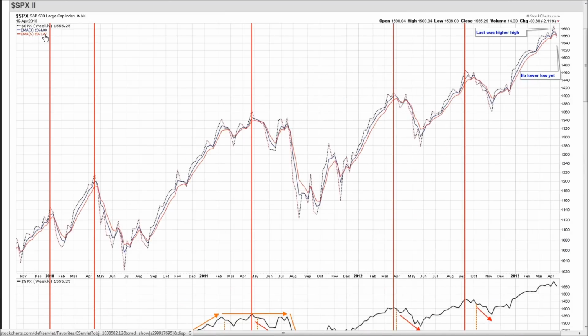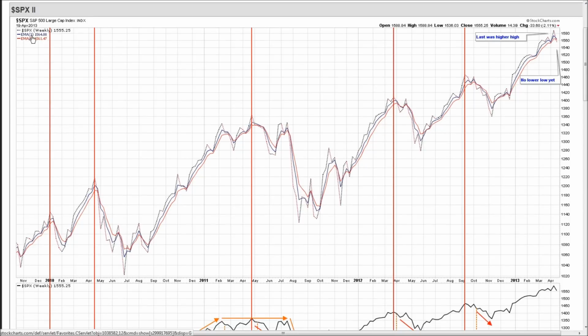On this weekly chart of the S&P 500 index and the two charts that follow, these red vertical lines represent where the S&P 500 peaked. So this is a peak, this is a peak, stock market peaks on a weekly basis, and a peak here. This is the 3-week exponential moving average in blue here. The 5-week exponential moving average is shown in red.